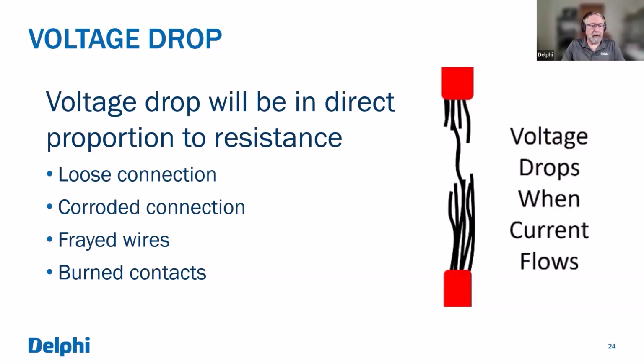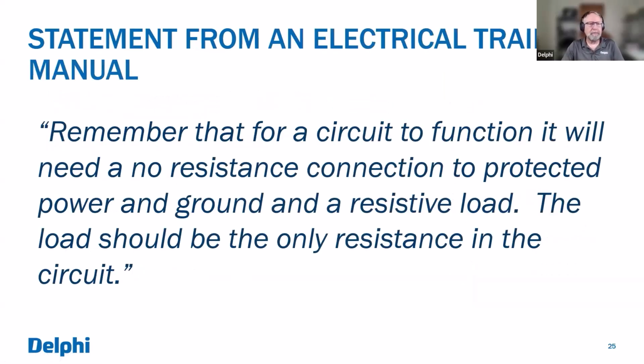Another one is burnt contacts. That's inside stuff, right? It's hard to inspect, except if you've got enough heat being generated and now it's melted things. But burnt contacts in a relay or solenoid or a switch, this is another possible place for voltage drops to take place. But it's all related to excessive resistance.